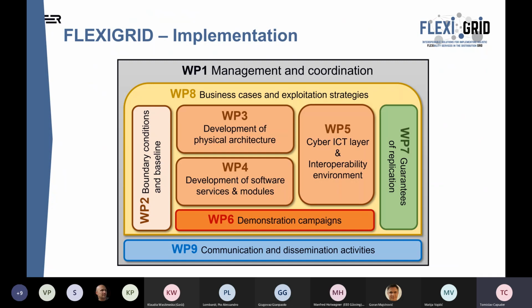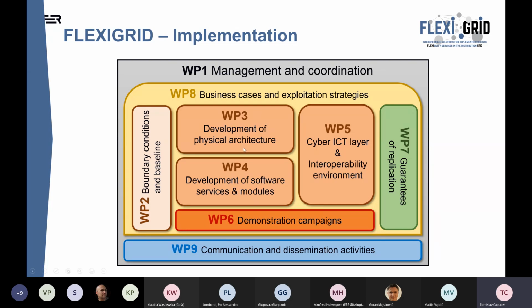In general, the FlexiGrid project is divided into 9 work packages. The ones that I will mostly describe are here in work package 4, but in general, we make sure the public is aware of what we are doing in work package 2, especially since we have some buildings and some end consumers involved in terms of demand response.